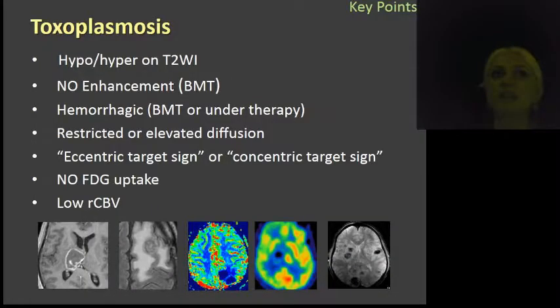So this is again my summary slide on toxoplasmosis. T2 is not helpful. It will be hyper or hypo. These patients will also sometimes not show enhancement, especially in bone marrow transplant. They can also be hemorrhagic. Diffusion is not helpful. The helpful things are the signs: you will remember the eccentric target sign and the concentric target sign. If you do nuclear medicine studies, there will be no uptake and it will have a low perfusion.